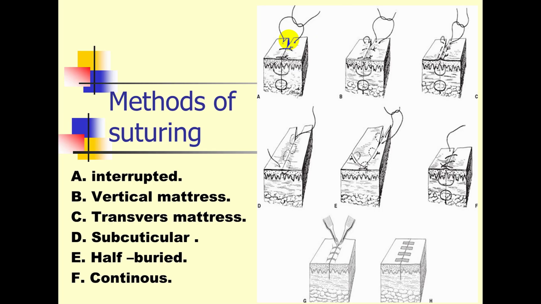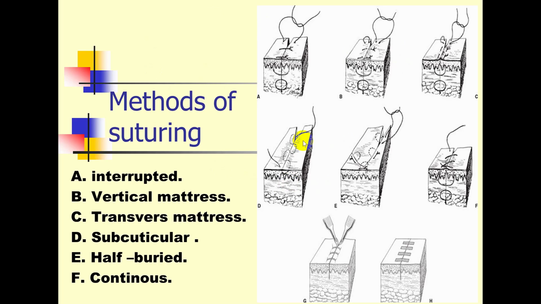The mattress suture fixes the regions: it fixes the dermis in its place and the epidermis in its place, so it can be used. But it leaves a little more scar, more stitch lines, and scar marks of the stitch lines. However, it is more helpful in lax skin and when approximation is difficult. Another option is the transverse mattress, not like the vertical mattress.